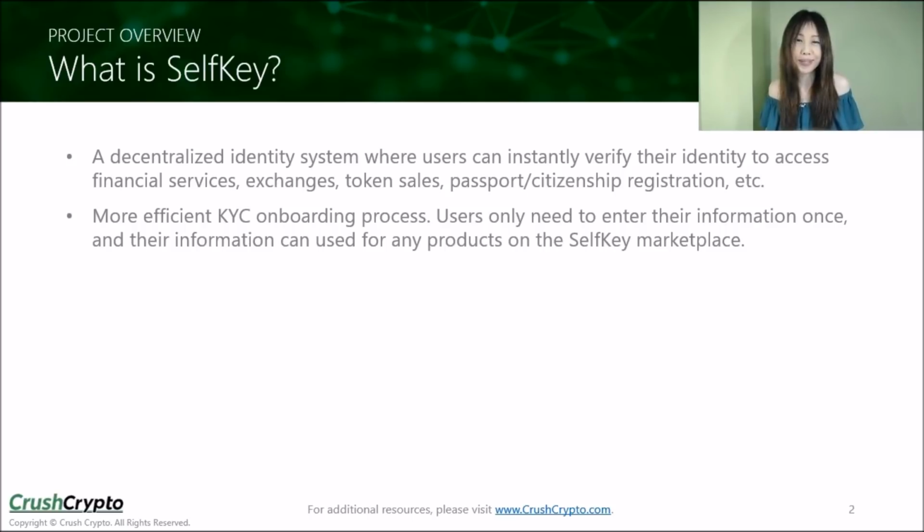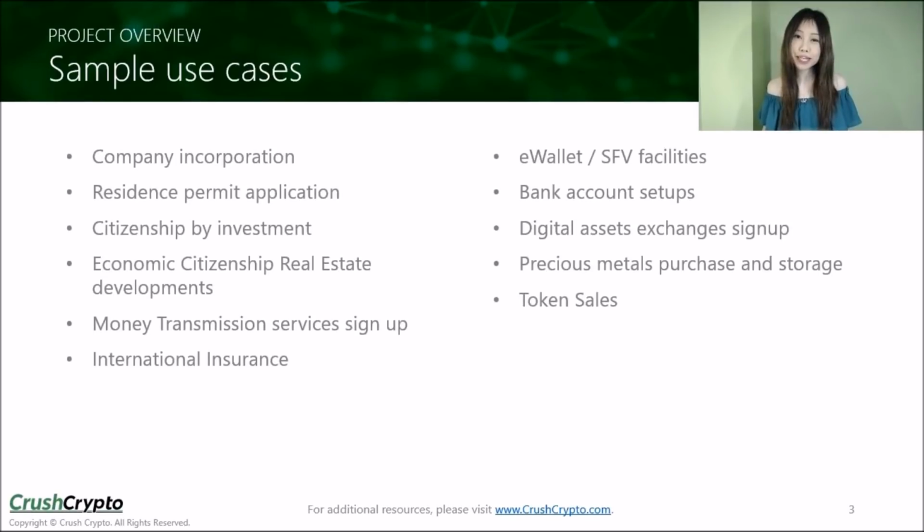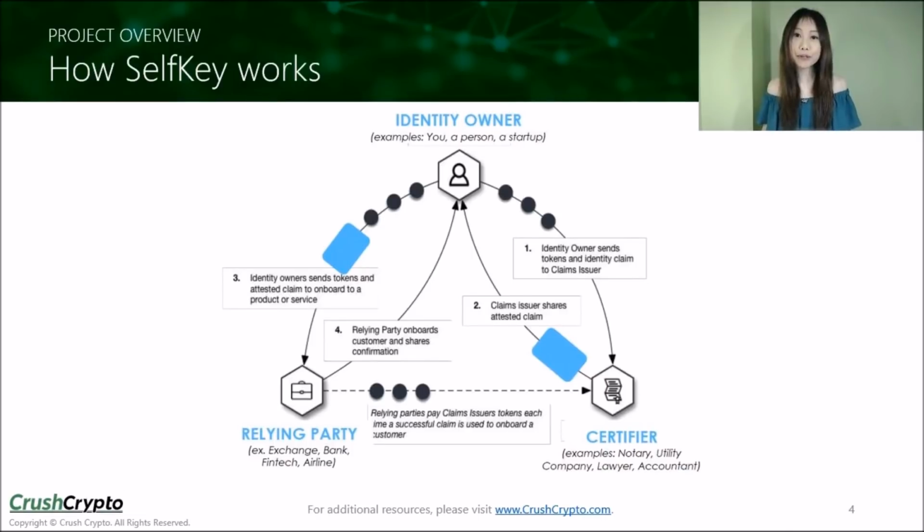their info again. SelfKey's products include an identity wallet, a marketplace with over 300 products and services, including residency and citizenship by investment, company incorporation, bank account setup, and so on, and a protocol and API built for KYC. Here are some of the sample use cases for SelfKey. As you can see, the potential uses are quite broad. The goal of SelfKey is to provide users access to a broad range of products and services with one-click KYC onboarding processes. So how does SelfKey work?